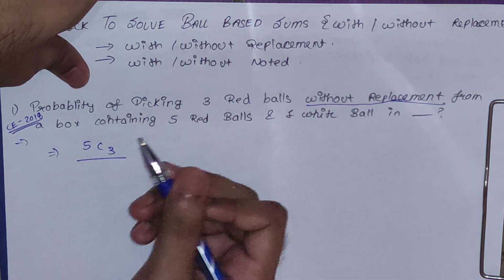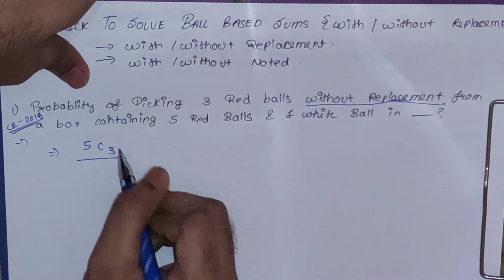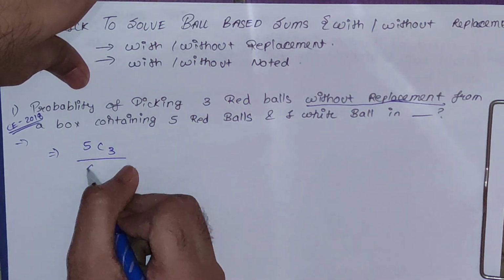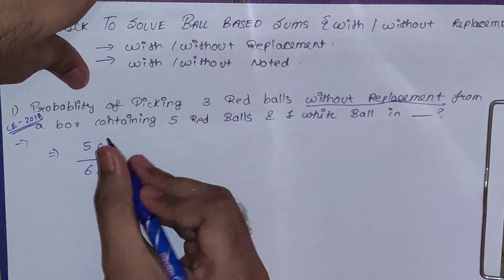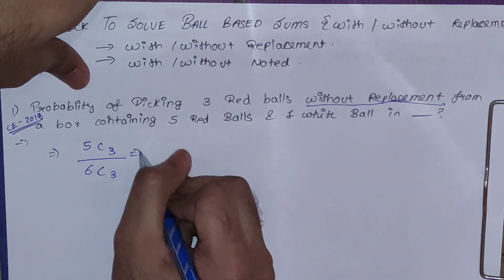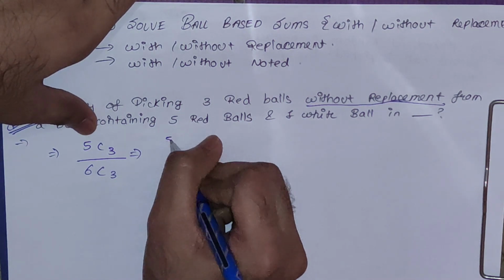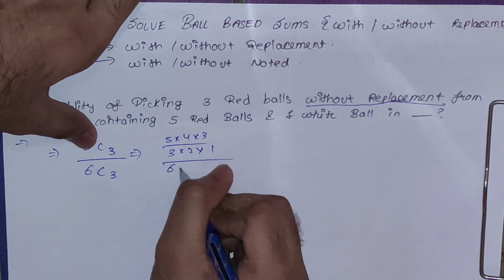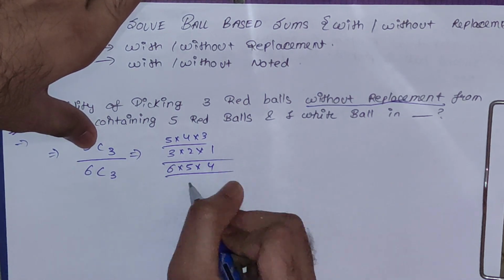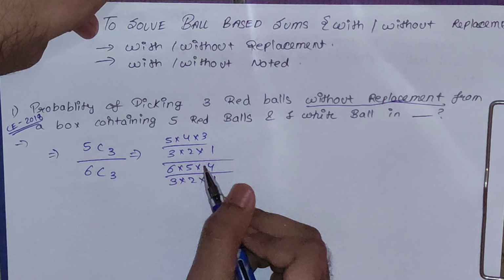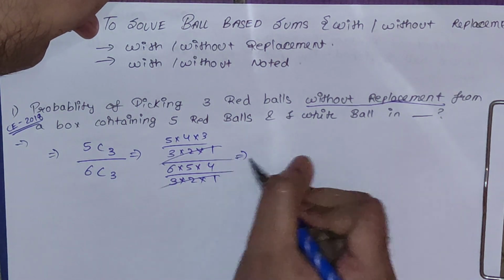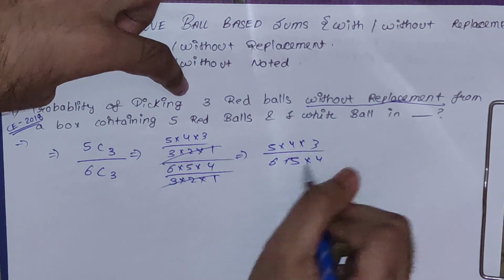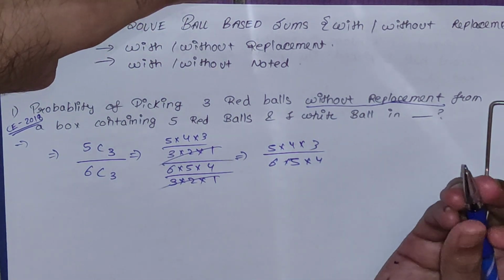Upon, we know the basic formula of probability, right? Favorable upon total. Total we have 6 balls, and among the 6 balls we are picking 3 balls, right? So 6C3. If you simplify it, you will get 5 into 4 into 3 upon 3 into 2 into 1, upon 6 into 5 into 4 upon 3 into 2 into 1. You can see these are going to be cancelled, and you will have only 5 into 4 into 3 upon 6 into 5 into 4. I am writing this because it has a meaning that we will get afterwards.